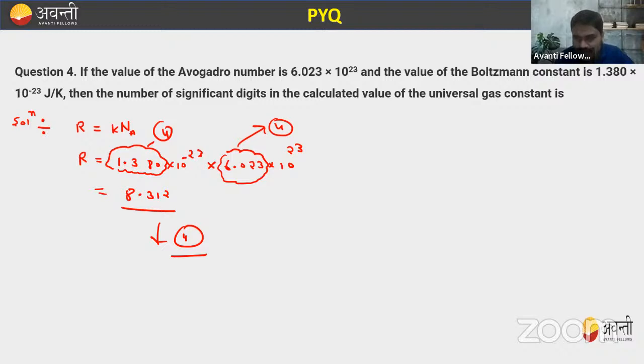So this question is from the significant figures. That is, how will you identify the significant figure? This thing you already study in your physics class also. What about the error, different types of error and the significant numbers?